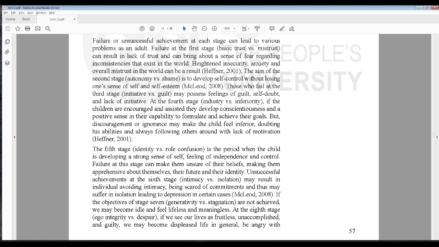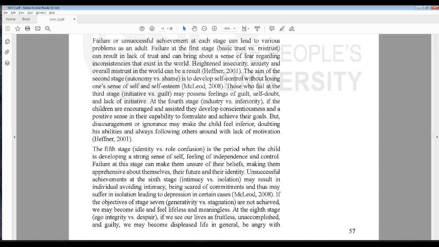Failure at the first stage, basic trust versus mistrust, can result in lack of trust and can bring about a sense of fear regarding inconsistencies that exist in the world. Heightened insecurity, anxiety and overall mistrust in the world can be a result. Hefner, 2001. The aim of the second stage, autonomy versus shame, is to develop self-control without losing one's sense of self and self-esteem. MacLeod, 2008.